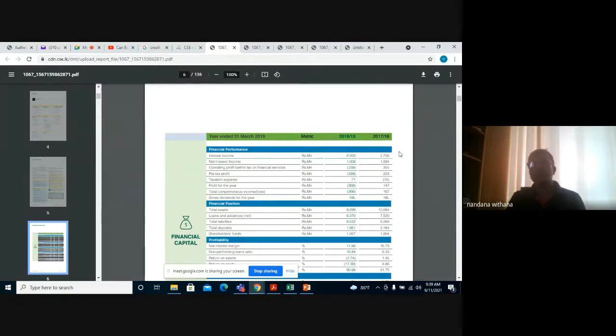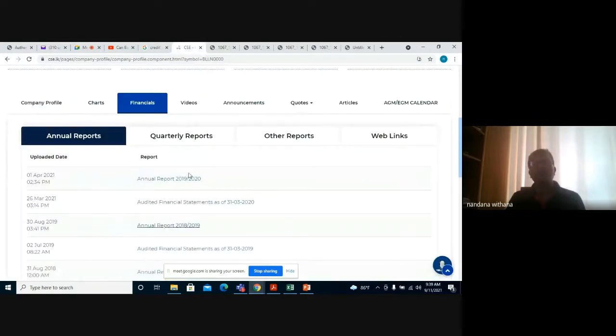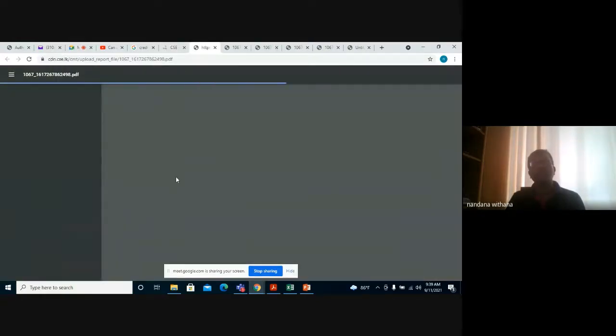Now, no comparison percentages. Okay, no comparison percentages, and profit after tax, half a billion, has become negative 1/3 billion. Negative. Now comes another financial year.